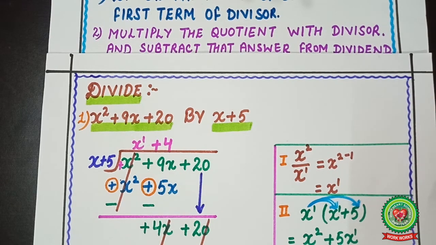That is, subtract that answer from the dividend. This is the answer, right? This one is the answer, and you have to subtract this answer from the dividend. Dividend is what? This one. So you have to write the answer here, and we have to subtract.